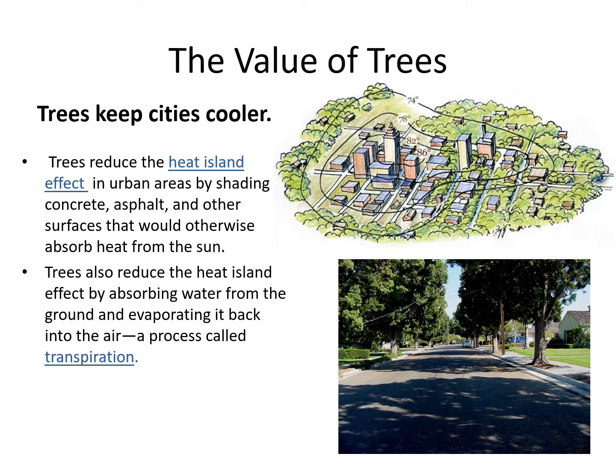And they keep our cities cooler. Trees reduce the heat island effect in urban areas by shading concrete, asphalt, and other surfaces. And they also keep it cool through this process of transpiration. That means that they are pulling up water from the ground and evaporating it out of their leaves, and that is creating more moisture and keeping our urban areas cooler.